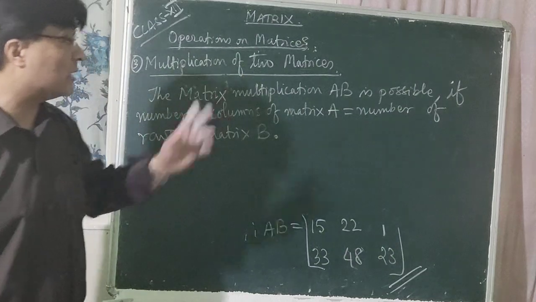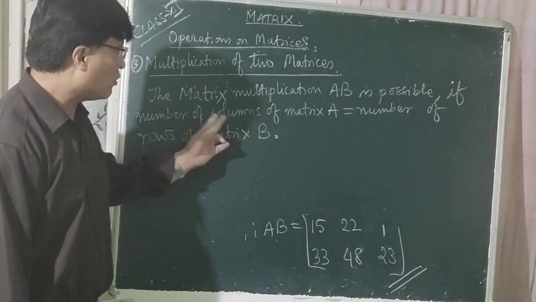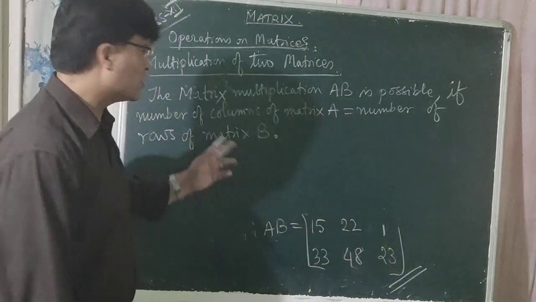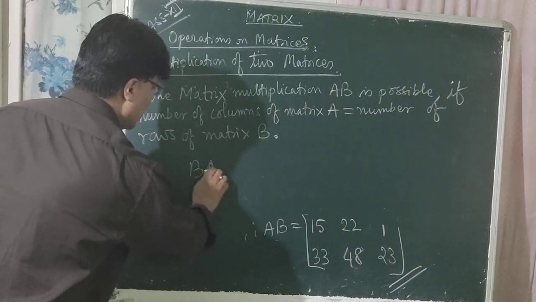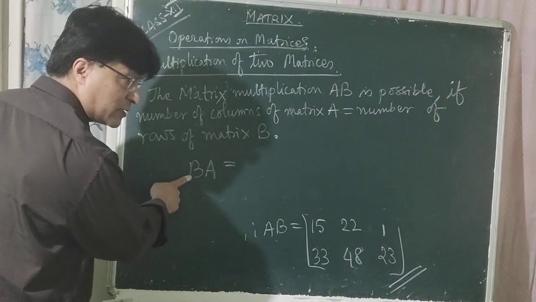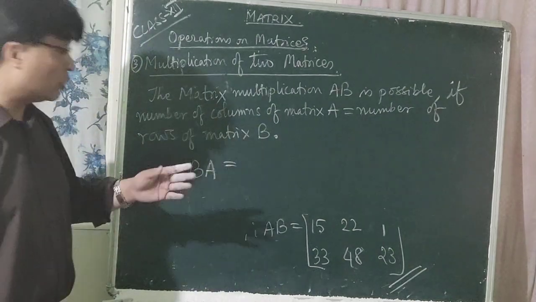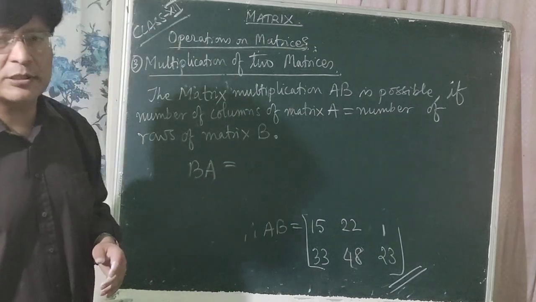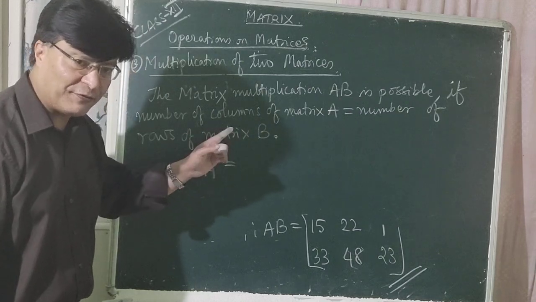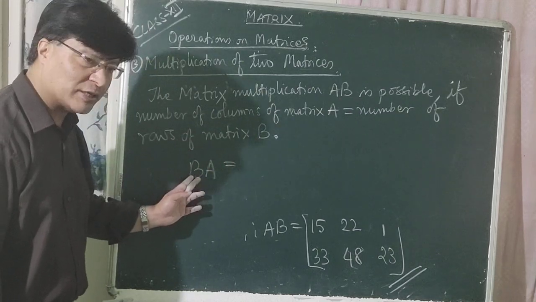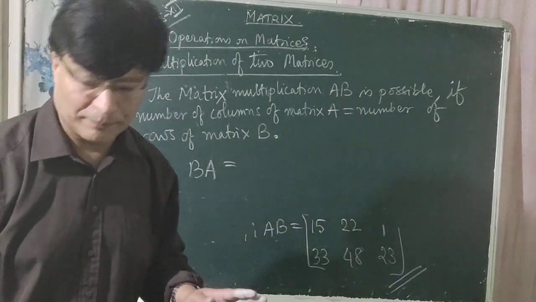The matrix multiplication AB is possible of the two matrices A and B if the number of columns of matrix A is equal to the number of rows of matrix B. Suppose if you write BA, so in this case B is written first and then A. The first, for B, we should see the number of columns. So you should consider the number of columns of B and the number of rows of A. That is, matrix multiplication BA is possible if the number of columns of the matrix B is equal to the number of rows of the matrix A. Is that clear to all of you?